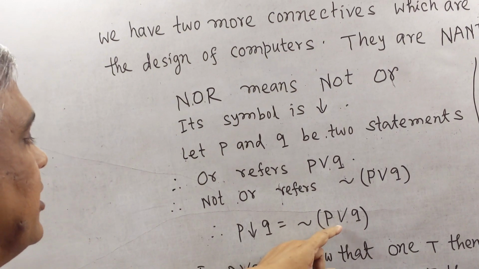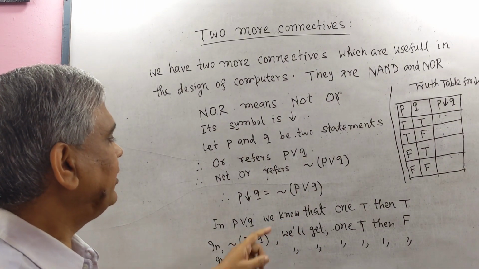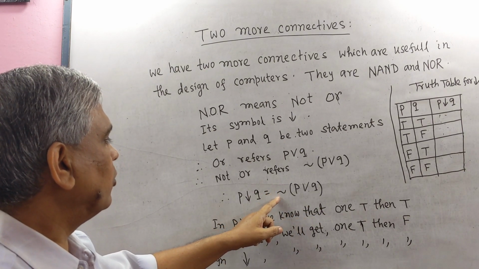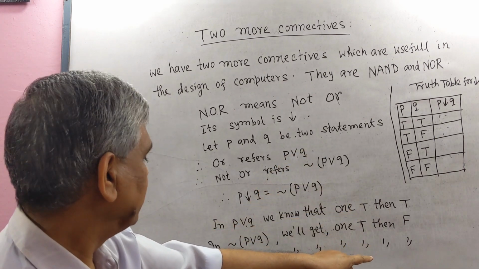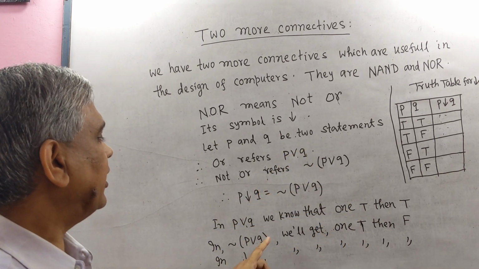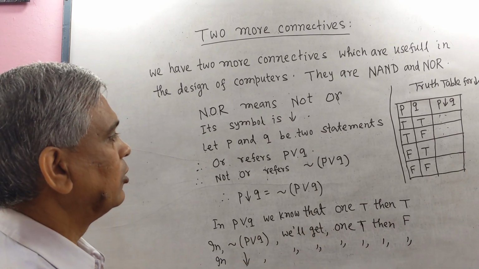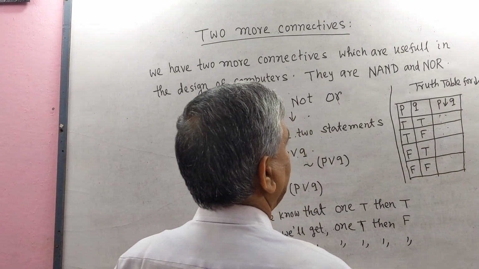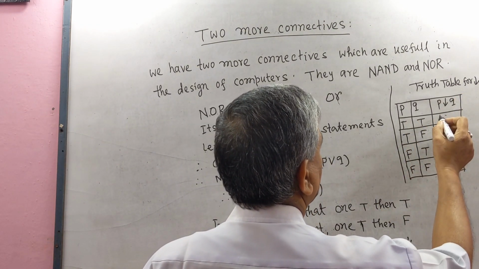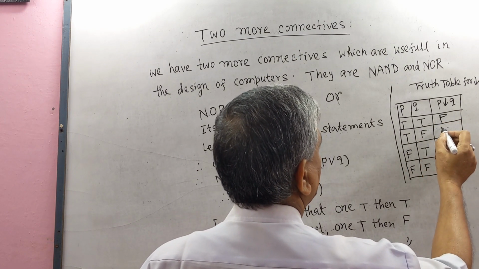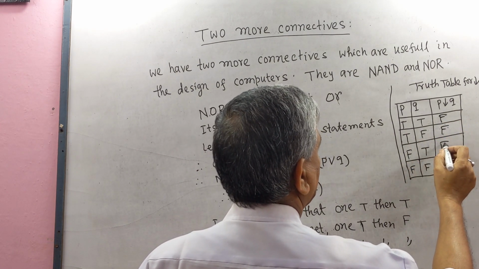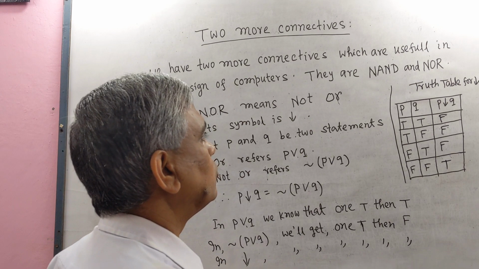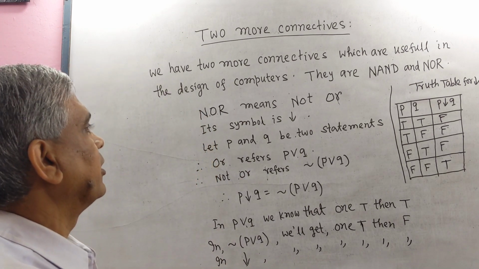In P disjunction Q, we know that if one is true then the result is true. If we apply negation, then if one is true the result is false. Therefore, in NOR, if one is true then the result is false. We make the truth table for NOR. This is the truth table for NOR connectives.